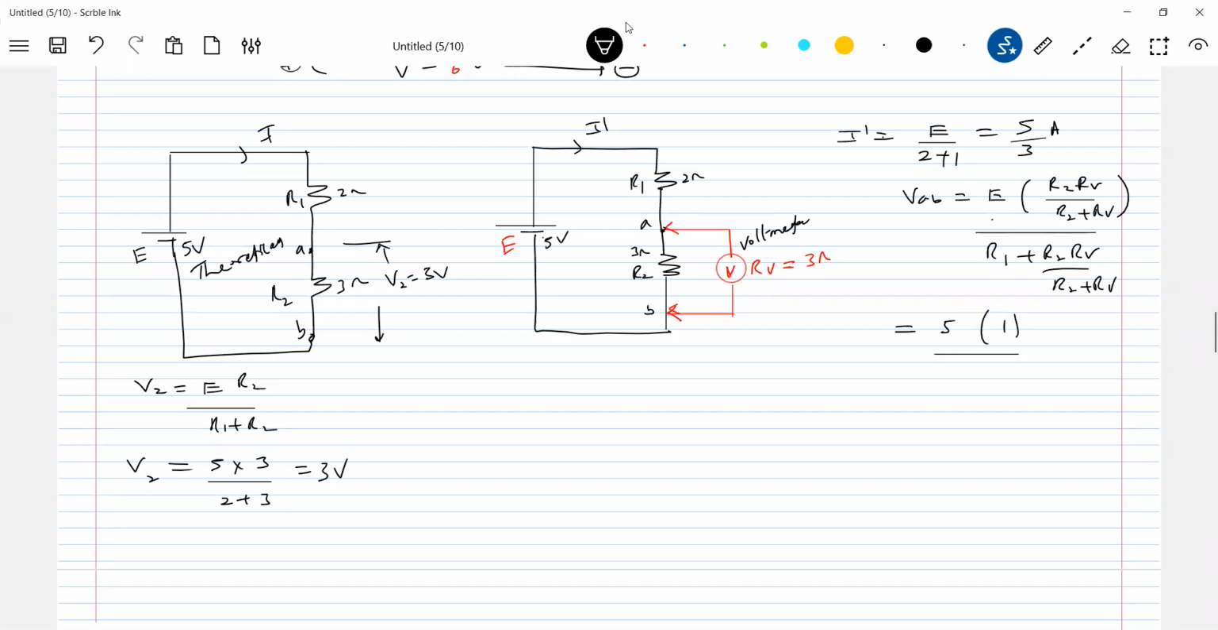Sir, I dash should be 10 by 7. Okay, this is 5 volt. 3 ohm, 3 ohm will be 3 by 2 ohm. R1 is 2 plus 3 by 2, so I dash is 10 by 7. Anybody, the value of VAB? 15 by 7, or 2.1. Now you see that this is the practical reading of the voltmeter.